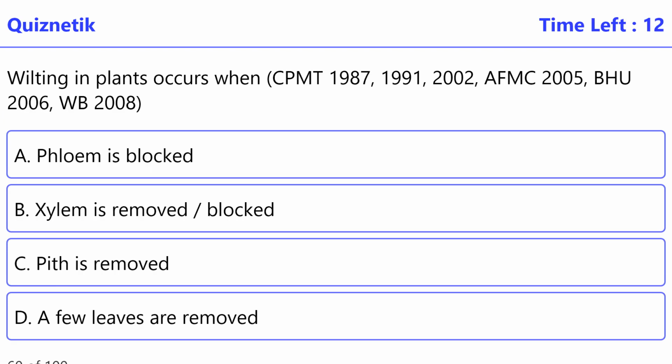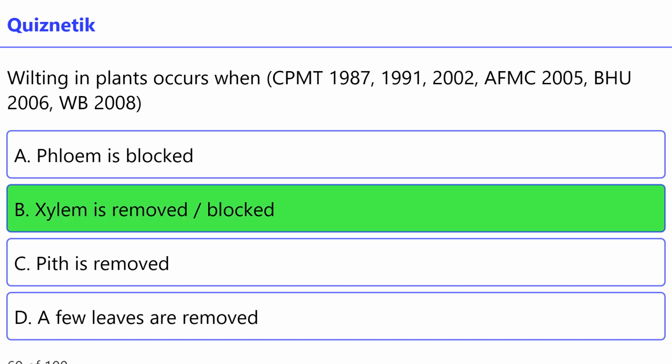Wilting in plants occurs when CPMT 1987, 1991, 2002, AFB 2005, BU 2006, WB 2008. The correct option is B, xylem is removed, blocked.